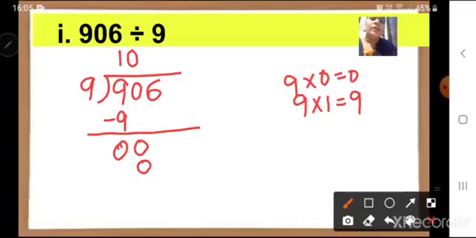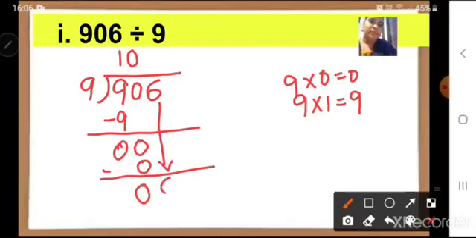We cannot directly write number 6 down. If you put number 6 directly down and divide, then you will get a wrong answer. So we have to first divide number 0. Then put your minus sign. 0 minus 0 is 0. Then number 6 will come down.